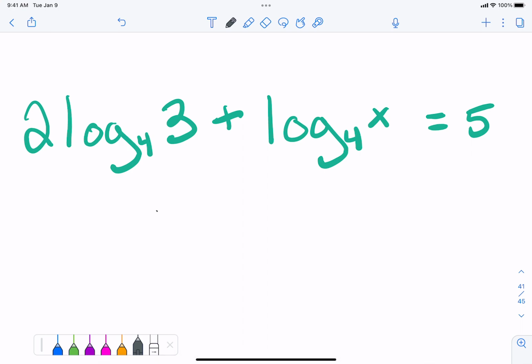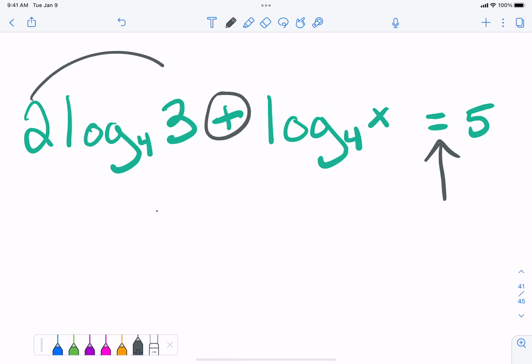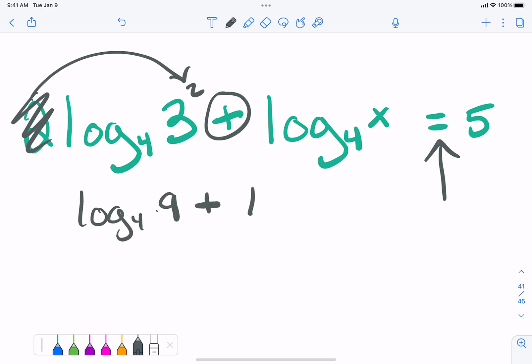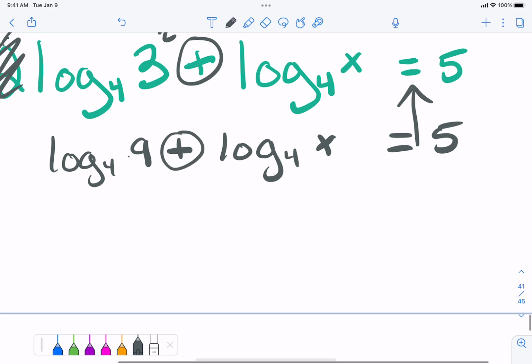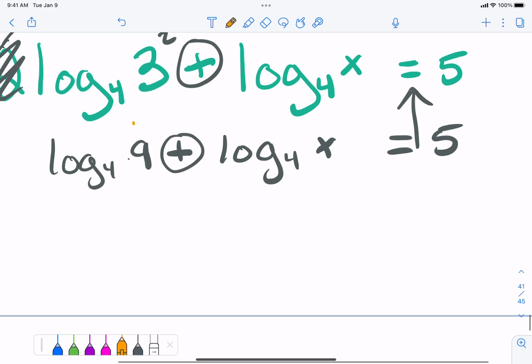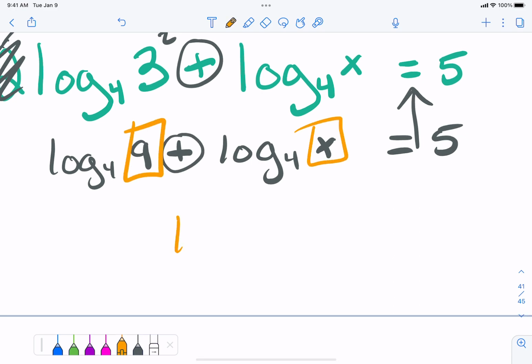Here's what I see people trying to do. They see logs and they're like, I'm going to cancel, right? But they're on the same side. So plus means multiply, but I can't multiply them until I square the 3, right? Okay? So log base 4 of 9 plus log base 4 of x equals 5. Okay? Now, plus means multiply. What are you multiplying? 9 and x. So I have log base 4 of 9x equals 5.